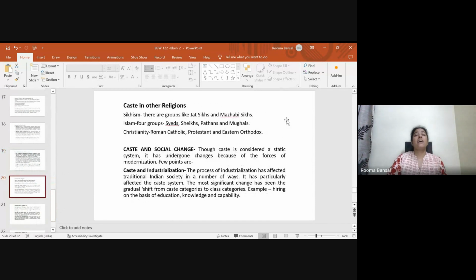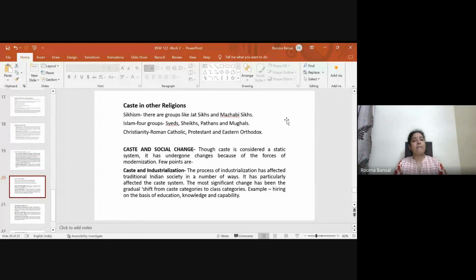Next is caste and other religions. See, generally, the caste system is found in the Hindu religion. Mainly, whatever we have discussed is according to the Hindu religion, but the caste system is available in other religions also, like Sikhism. There are groups like Jat Sikhs or Mazhabi Sikhs. I do not know about Mazhabi Sikhs much, but I know about Jat Sikhs.